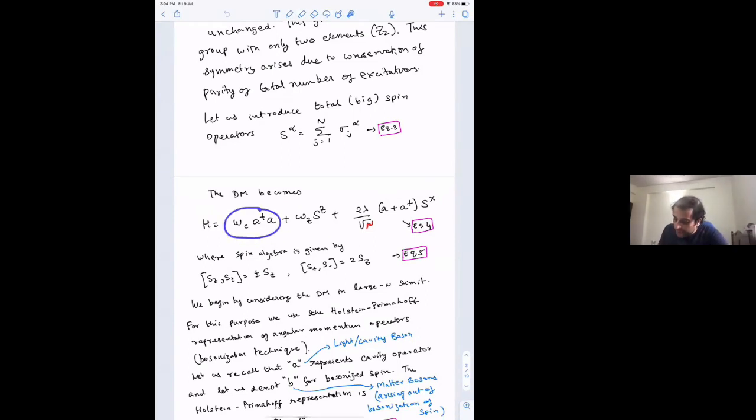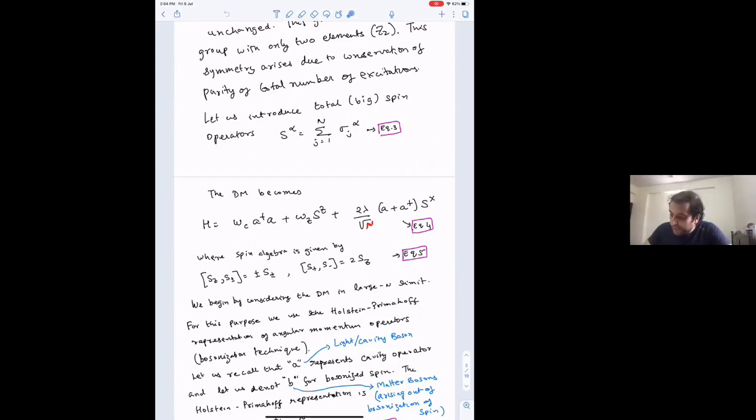So you have omega_C a†a coupled to a big and large spin. You can call it a large pseudo spin, and this is how the mode is coupled to this large spin, by 2 lambda by square root of n, where n is the number of two-level systems. And this is the spin algebra that it satisfies. I hope the model is clear. So this is a model in which a harmonic mode is coupled to a large spin, and you can think of the length of the spin as n by 2. Instead of spin half, it is spin n by 2.